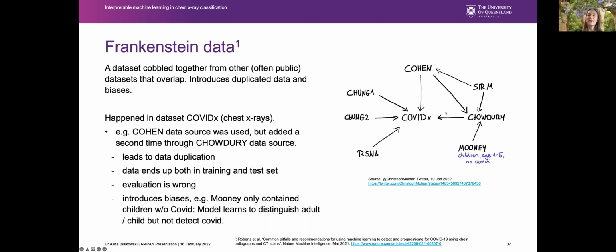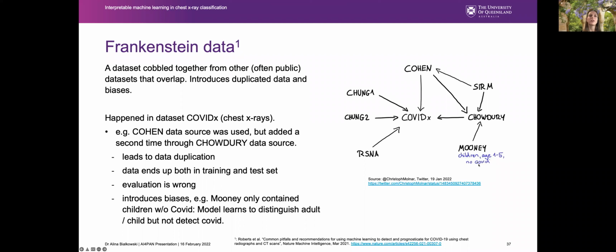Then we can see these arrows, which are going in multiple directions. It turns out these data sets actually appear multiple times because different sources included them twice. So Cohen includes SIRM, as does Chowdhury. What that means is we're going to have data duplication. And also, it is going to result in data being in both the training and test set, which is a big no-no in machine learning research. That is contaminating the learning process, and effectively it can cheat and memorize those examples. It means that the results will also be wrong.